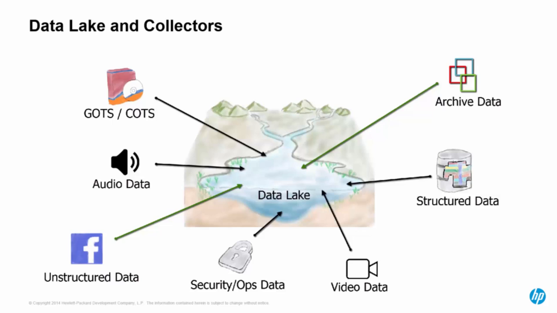Structured data, of course, we talked about. A great example of structured data would be an Exchange database, an email database, or maybe an Oracle database, or something of that nature. Very structured, row and column type of data structure. And then, of course, you have your archive data, right? This is data that for some agencies has to be kept for 75 years. This is data that we collect over the course of time. So all of this is good when we talk about what data lakes and collectors are.